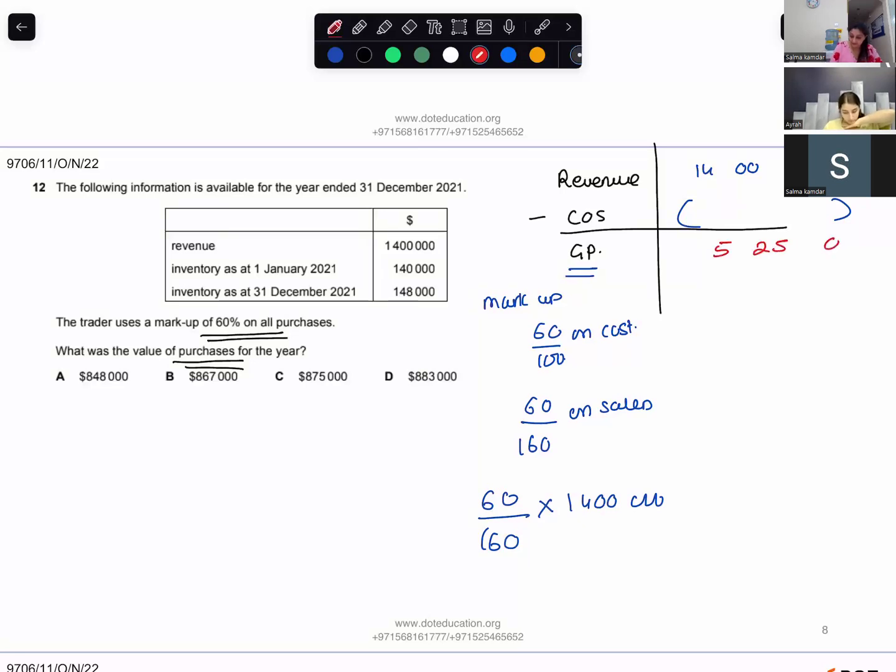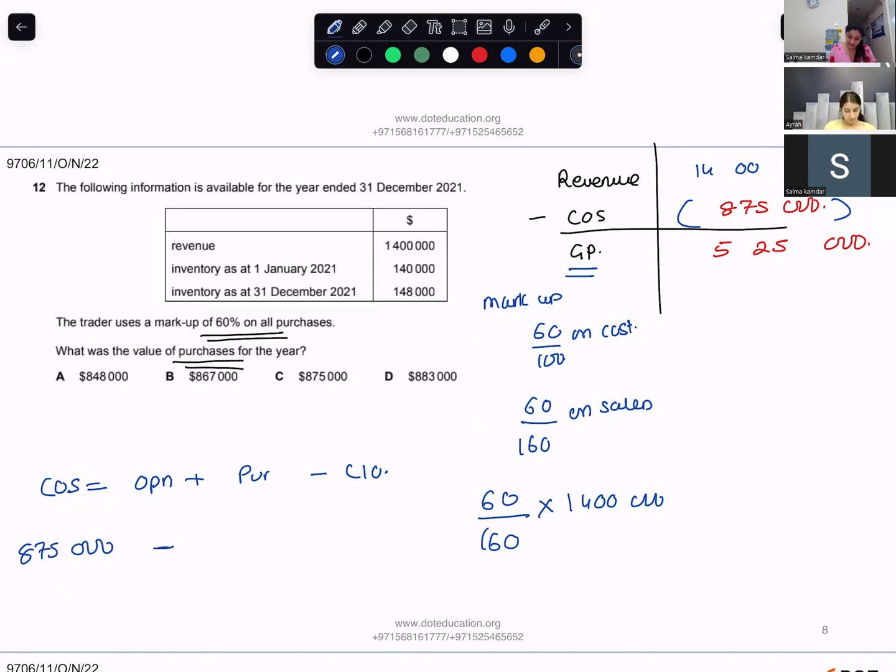525,000 from 1,400,000. You'll minus that, so you'll get 875,000. Now, how will you find out your cost of sales? Opening plus purchases minus closing. Your total cost of sales is 875,000.